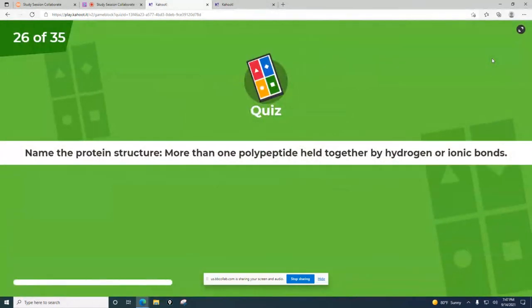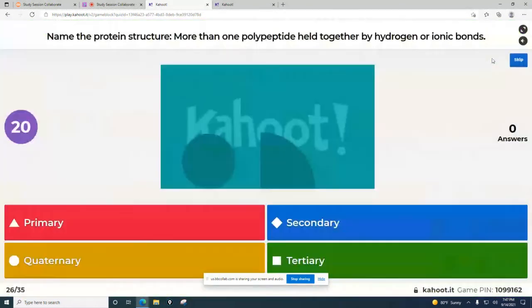Okay. Name the protein structure. More than one polypeptide held together by hydrogen or ionic bond.